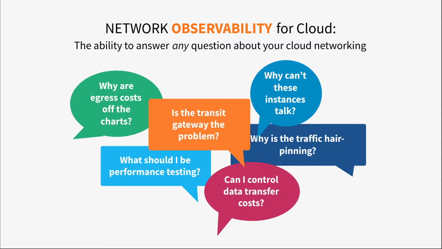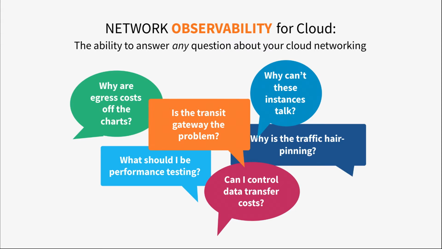What are my egress costs going to be? Is the transit gateway the problem? Why can't these two instances talk to each other? Is there traffic hairpinning? That traffic hairpinning, we were just onboarding a customer, not even a paying customer, just a trial. And they looked at their traffic and they were in the cloud. So they had migrated from the data center out to the cloud.